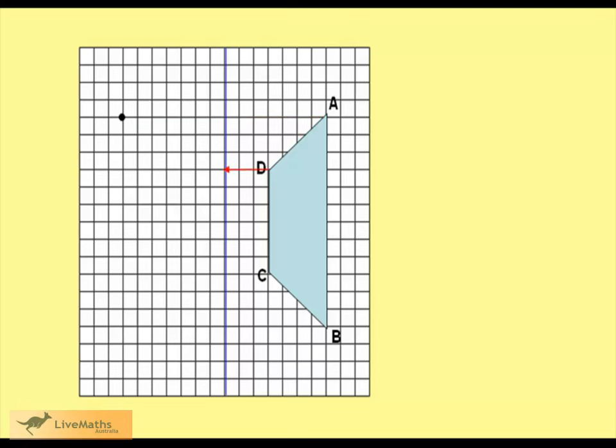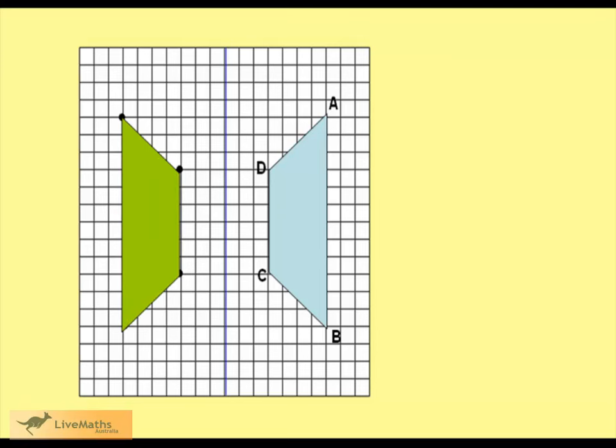For D, it's 3 squares up, so 3 squares across. For C, 3 squares up, 3 squares across. And for B, 7 squares up to the mirror, so 7 squares beyond. The reflected points define the shape, so we can draw the shape. A dashed is the reflection of A. B dashed is the reflection of B. C dashed is the reflection of C. And D dashed is the reflection of D.